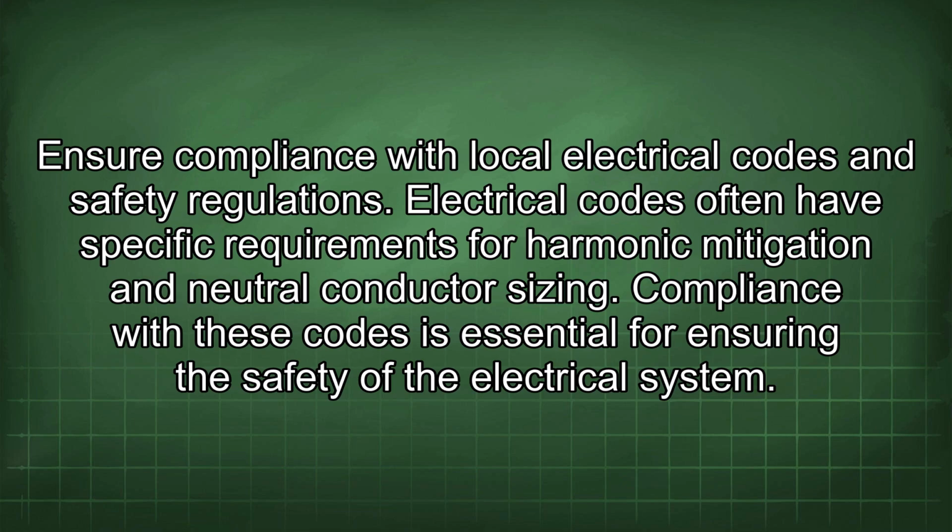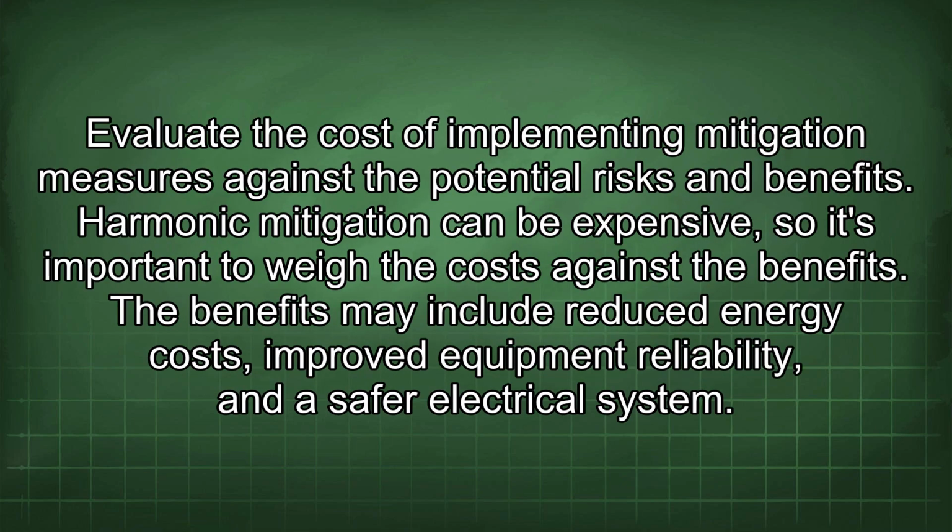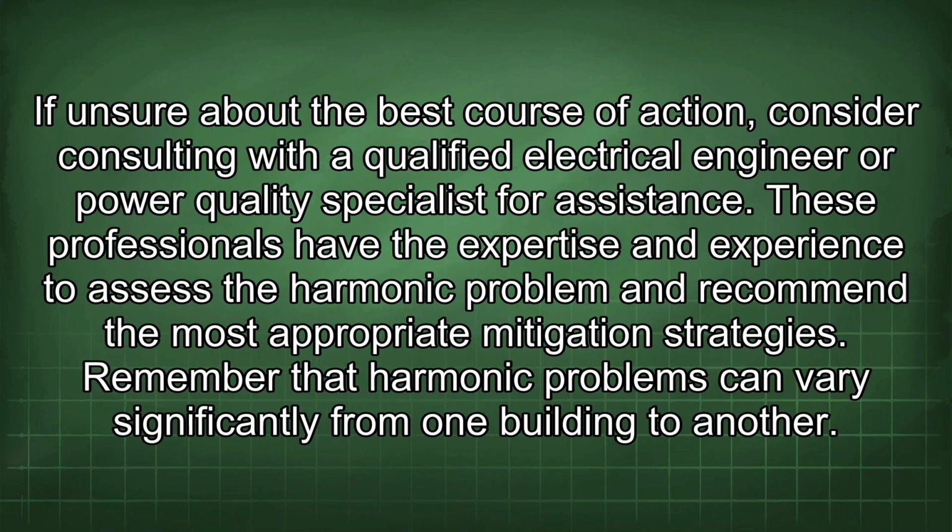Electrical codes often have specific requirements for harmonic mitigation and neutral conductor sizing. Compliance with these codes is essential for ensuring the safety of the electrical system. Evaluate the cost of implementing mitigation measures against the potential risks and benefits. Harmonic mitigation can be expensive, so it's important to weigh the costs against the benefits. The benefits may include reduced energy costs, improved equipment reliability, and a safer electrical system. If unsure about the best course of action, consider consulting with a qualified electrical engineer or power quality specialist for assistance.